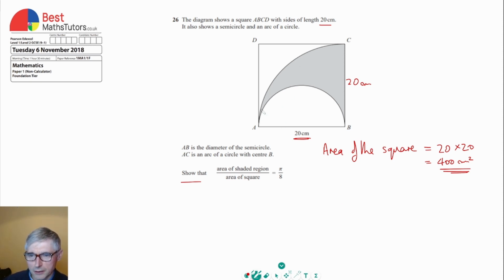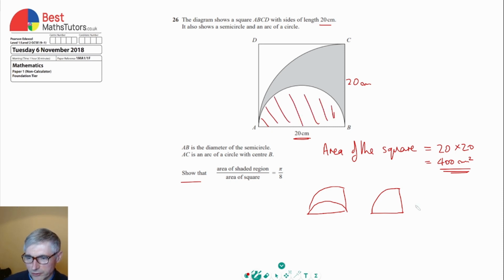And if we examine it a bit more closely, we can see that the shaded region is actually a quarter of a circle, like this, with a semicircle removed from it. So the first thing that I'm going to try and do is work out what the area of the quarter circle is, before we've had this sort of bite of a semicircle taken out of it.